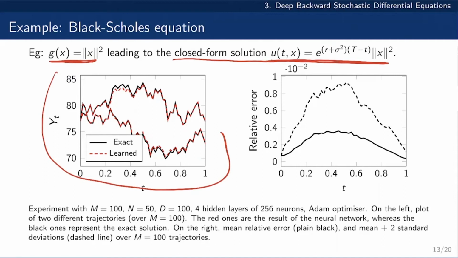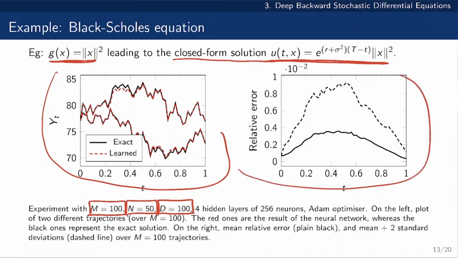But the overall experiment was made on 100 different paths with 50 different time steps and a vector x of 100 dimensions. And you can see on the right side the evolution of the error through time. And the error is averaged through the 100 different trajectories, okay? So it seems to work very well, but in the next step, we will introduce a few concepts to improve those results.